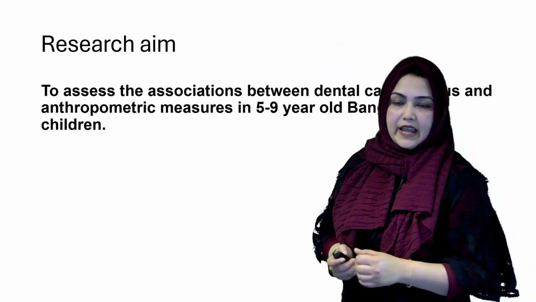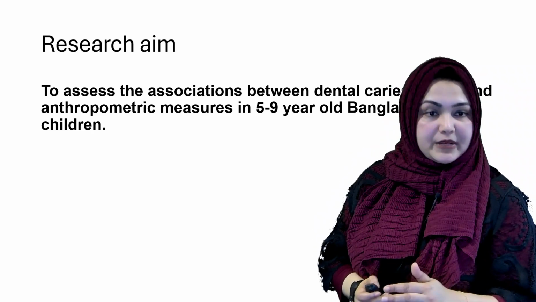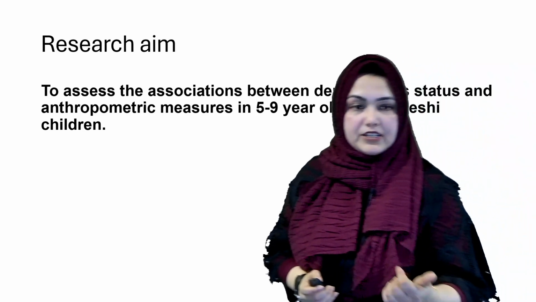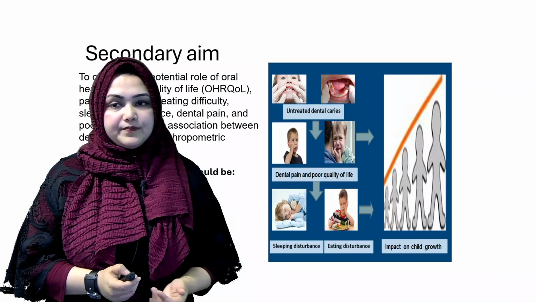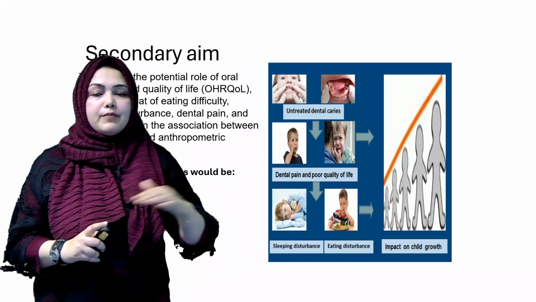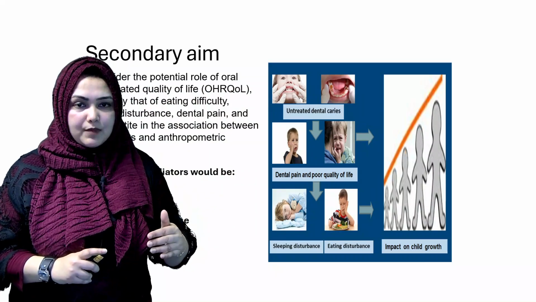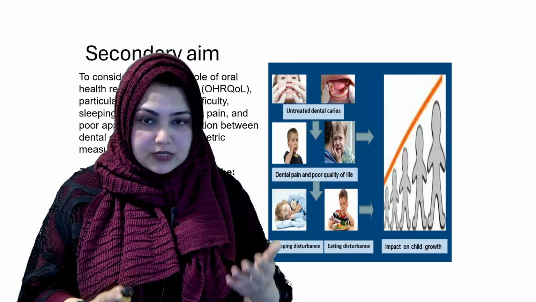My main research aim was to assess the association between dental caries and anthropometric measures, as I mentioned, height, weight and BMI in 5 to 9-year-old Bangladeshi children. And my secondary study aim was to understand the pathway, how this association might work. So I tested three most important pathways.